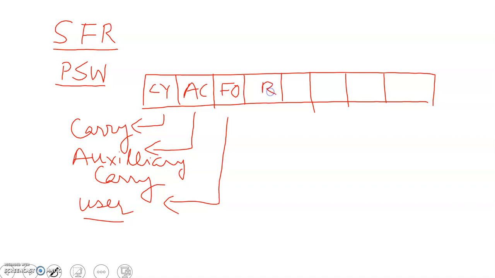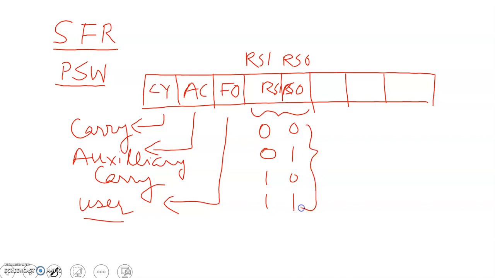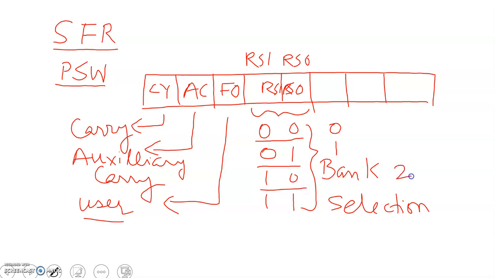Then this is your RS1 and RS0. RS1 and RS0 could be 00 or 01 or 10 or 11. This is basically used for bank selection. So we know that there are 4 banks in 8051. If you are writing 00 in RS1, RS0, then bank 0 is selected. If 01 is written, then bank 1 is selected. If 10 is written, then bank 2 is selected. And if 11 is written, then bank 3 is selected.